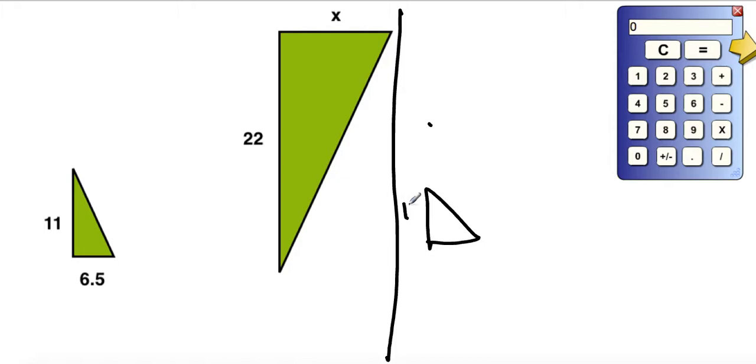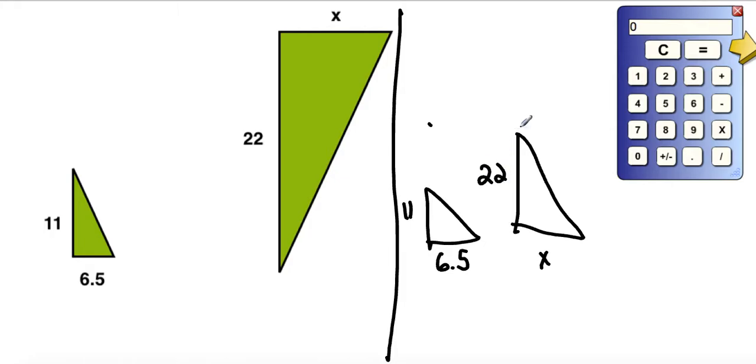And I have this being 11 units and 6.5 units for my base. I also have my larger triangle. My bottom is x because I don't know what that is. And my value over here, the height, is 22 units. I want to find the scale factor here going up. And that's only because my x is missing on my larger side.